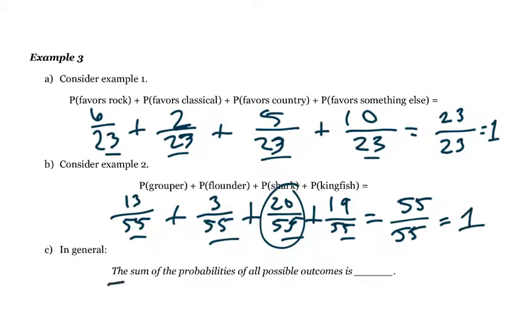So the sum of the probability of all possible outcomes is always equal to 1, because if I add up all the possibilities, then that adds up to 100% of what could possibly happen, which as a fraction would be represented by the number 1.